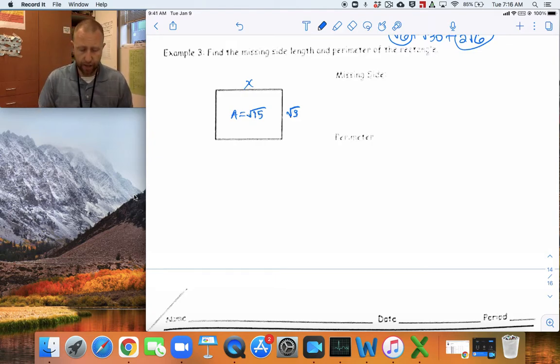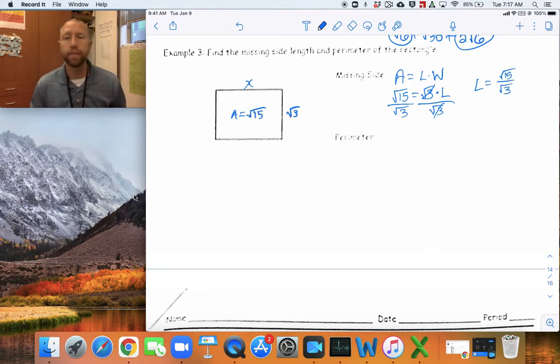So remember, area of a rectangle is found by multiplying length times width. So I've got area equals length times width. We'll fill in what you know. We know the area, radical 15. We know the width is radical 3. We just don't know the length. Well, what am I going to do to get that length by itself? Divide both sides by radical 3. Because when I divide both sides by radical 3, now I can find that missing side. It's whatever radical 15 divided by radical 3 is, right? Because the L is by itself. So I'm going to go ahead and do that division.